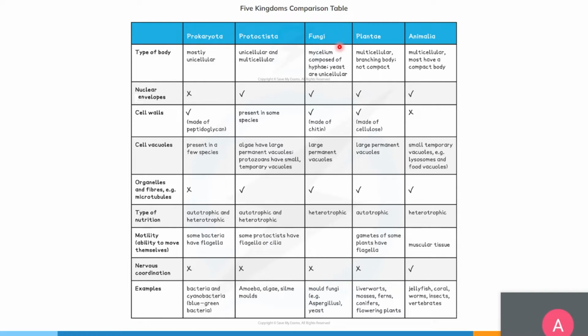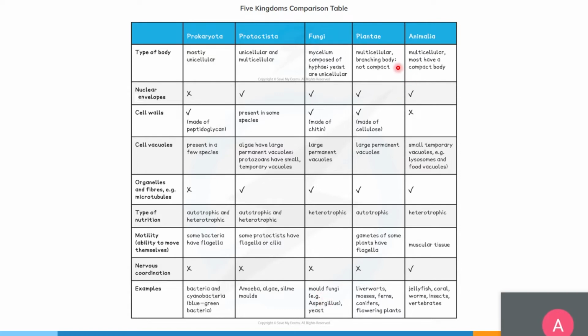Fungi have mycelium composed of hyphae, and yeast is an example of a unicellular fungus. Obviously, the bread mold that we see is also a fungus, as well as mushrooms. They have cell walls made of chitin and have well-formed nuclear envelopes. They have large vacuoles, are heterotrophic in nature, and examples of these include molds and mushrooms.